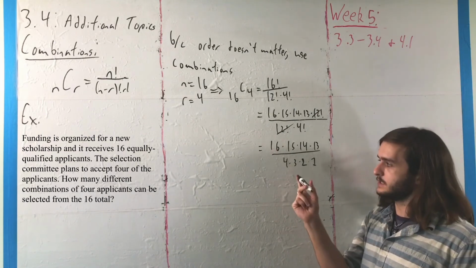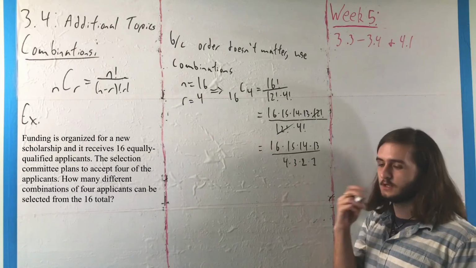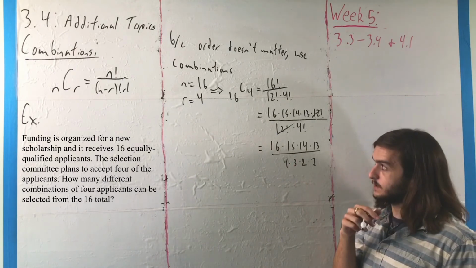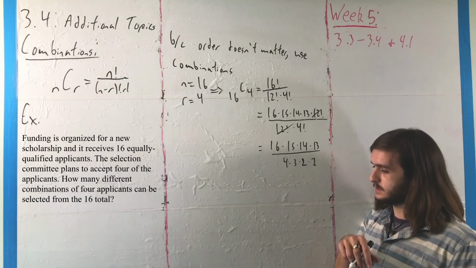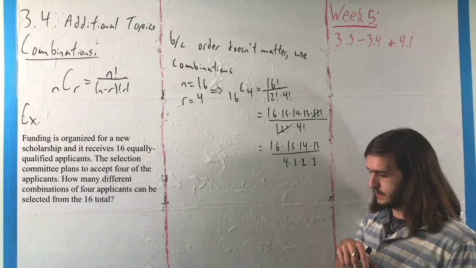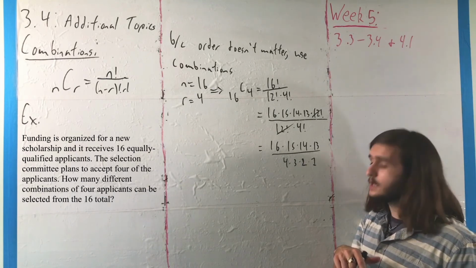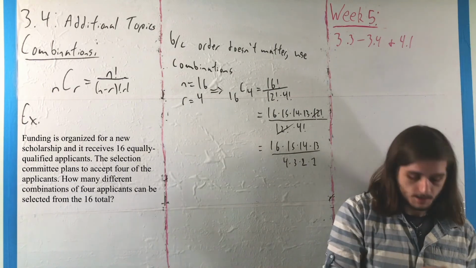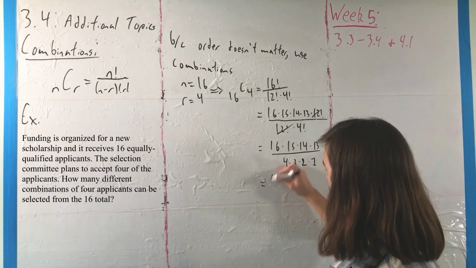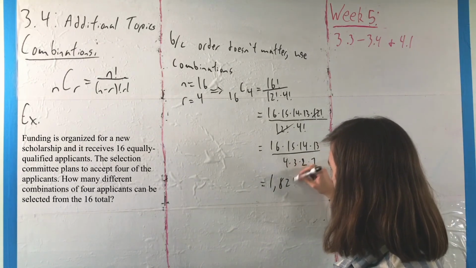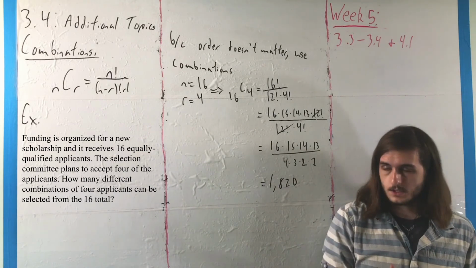The 4 would catch on the 16, the 3 would catch on the 15, and the 2 would catch on the 14. So you'd be left with 8 times 5 times 7, which would end up being, I believe, 280, and then you multiply that times 13, and you would get 1820.